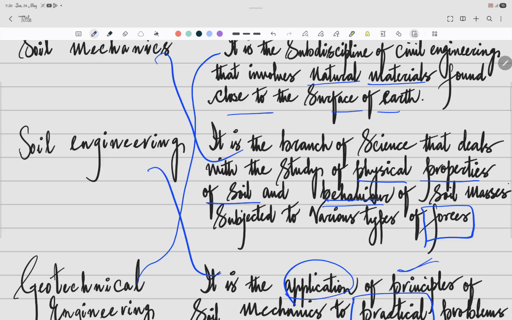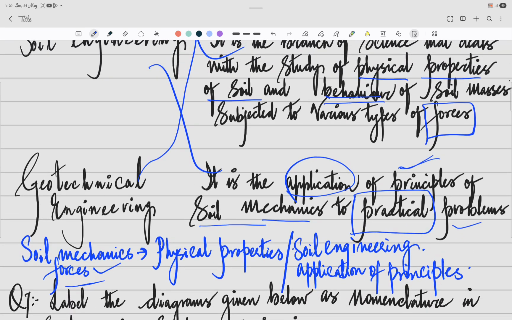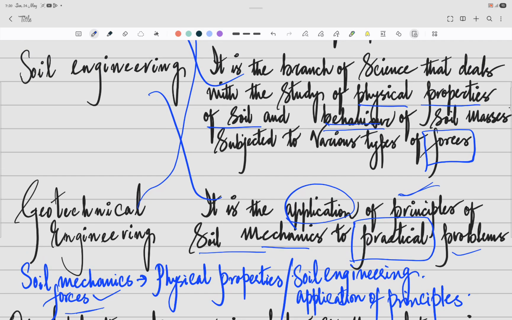All right, and we can also say that geotechnical engineering is quite a broad term which includes soil engineering, rock mechanics, and geology also. I write it over here, this is a broader term which includes soil engineering. It also includes rock mechanics and geology.